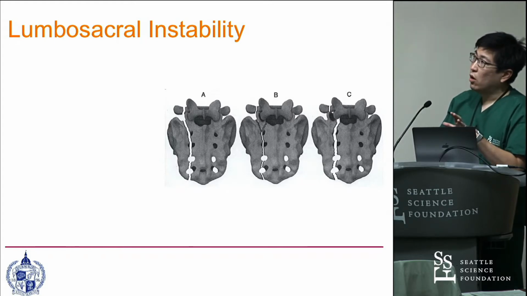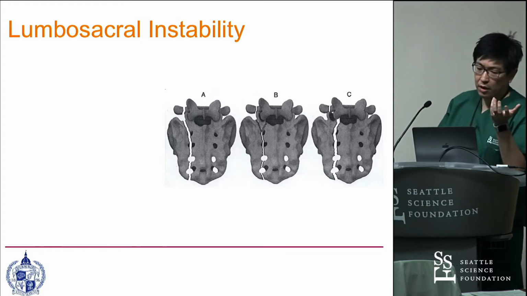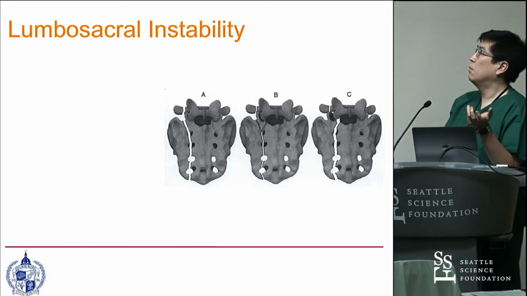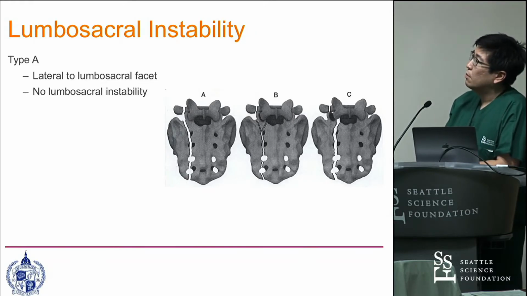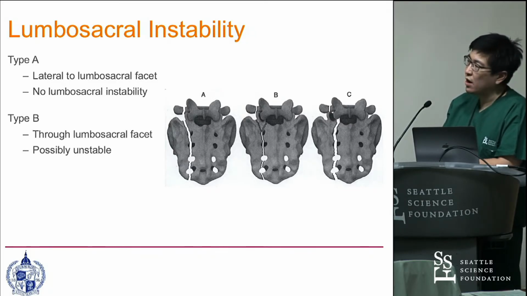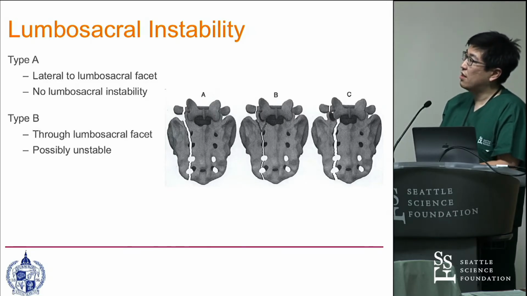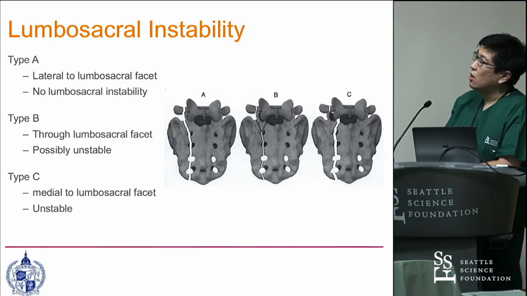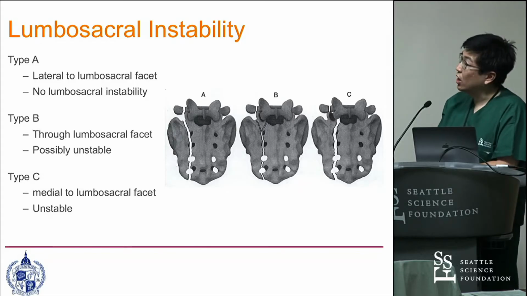And the next part you want to understand is the lumbosacral instability. And this is the Isler lumbosacral modification. If you take a look, class A injuries are lateral to the lumbosacral facet. They don't really go into the joint, so there's no lumbosacral instability. Type B injuries are through the facet itself. It may or may not be unstable depending on the lateral views as well as the extent that it disrupts the facet, whereas type C injuries, similarly, actually do extend into the canal, and these are uniformly considered unstable.